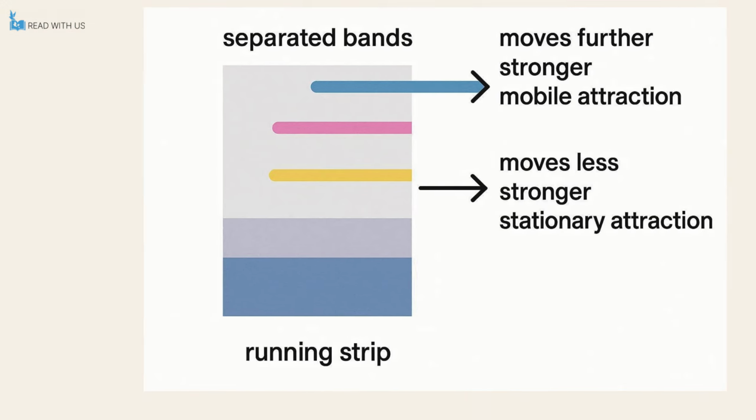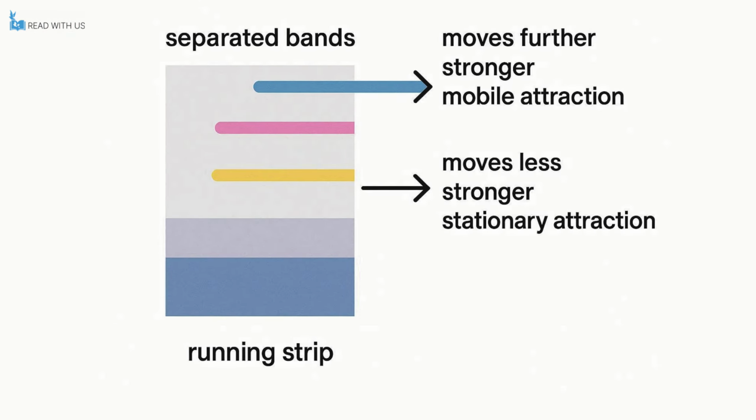A substance that is more attracted to the mobile phase moves further, and a substance that is more attracted to the stationary phase moves less. So the mixture separates into distinct colored bands.